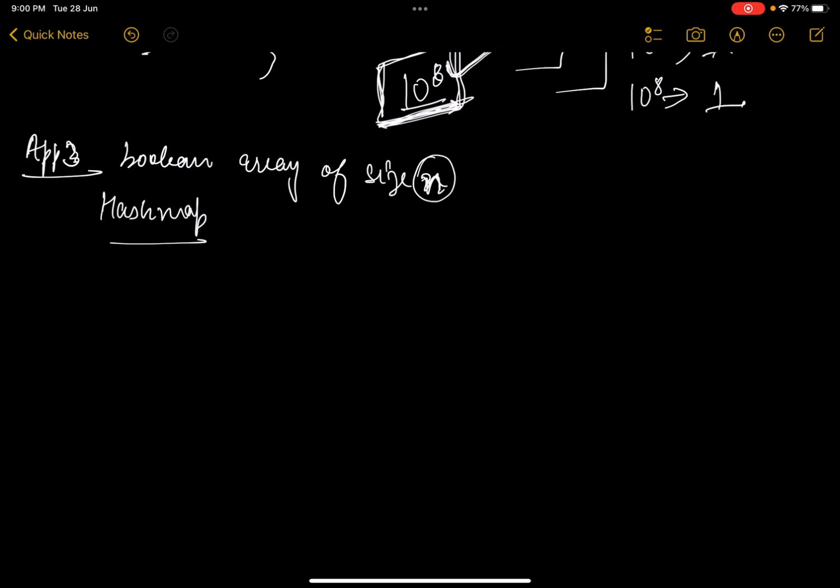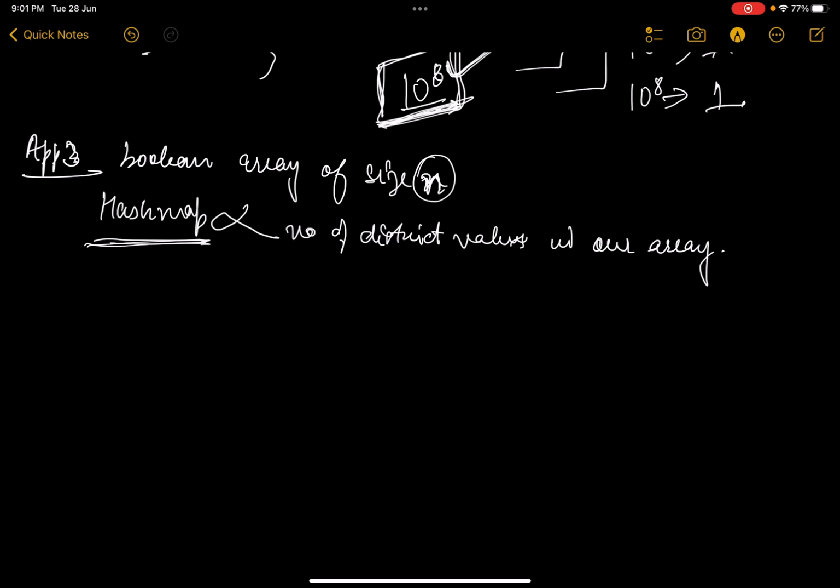A hash map will be better because the size of the hash map will be proportional to the number of distinct values in our array. The boolean array was taking space equal to the size of the array, but we were facing a problem: what if it's a large array and all the values are 1, or the number of distinct values is very small compared to the size of the array? So a hash map solves this problem.